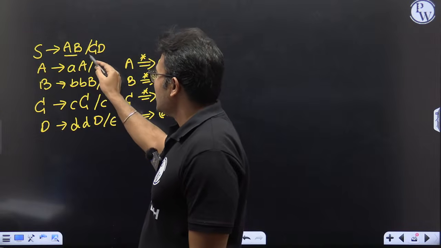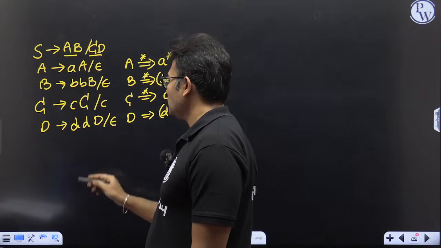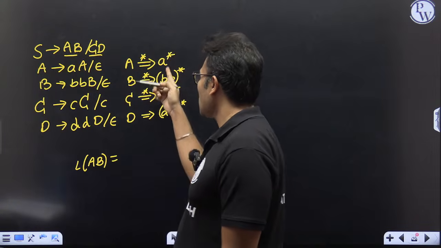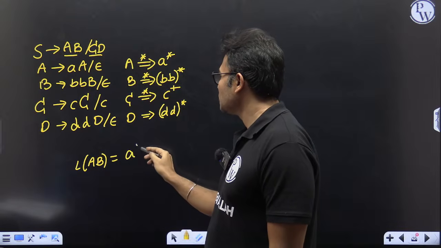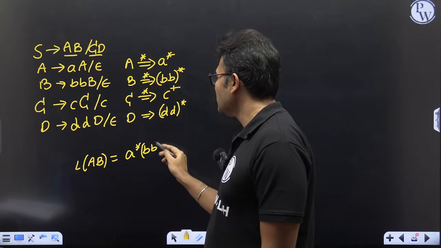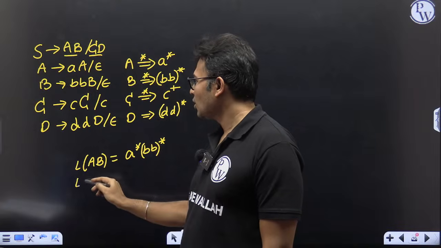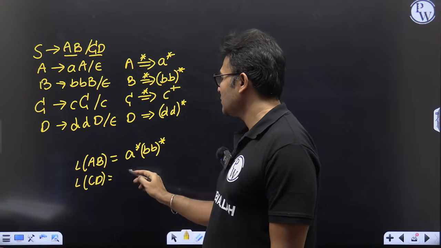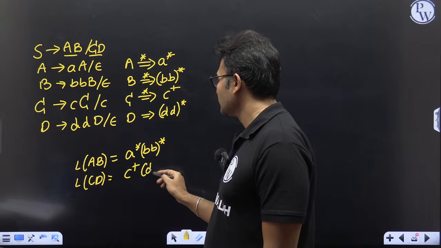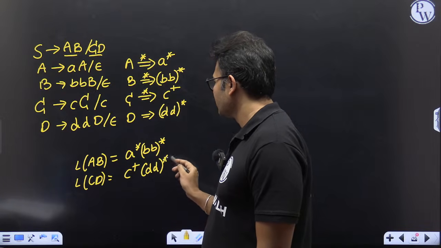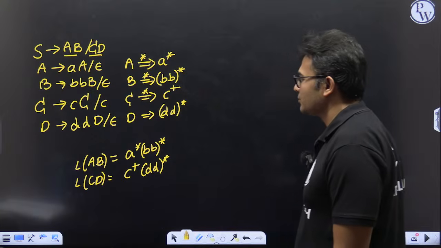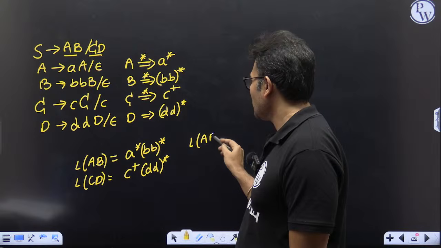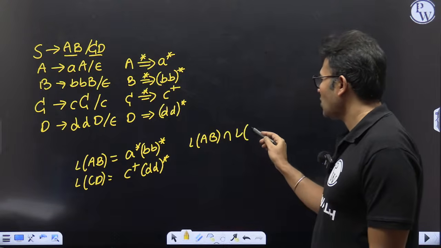Now S derives AB, S derives CD. Now what is the language of AB? The language of AB is A concatenated with B, that is A star BB star, right? What is the language of CD? The language generated by CD is C plus DD star, right? Now what is the intersection? L of AB intersection L of CD.